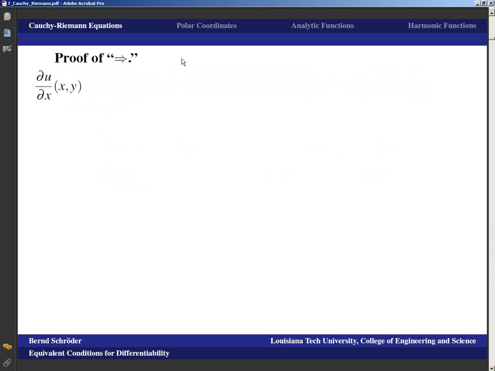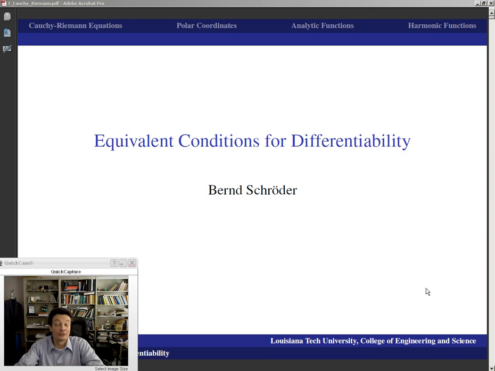Welcome back. Well, after we have investigated differentiability from the point of view of difference quotients, as well as from the point of view of differentiation formulas, there is yet a third way in which differentiability can be investigated for functions of a complex variable, and that is through the Cauchy Riemann equations. So we're going to talk about the Cauchy Riemann equations. We're going to talk about those equations in polar coordinates. And once we have these results, we will derive some consequences for analytic functions.